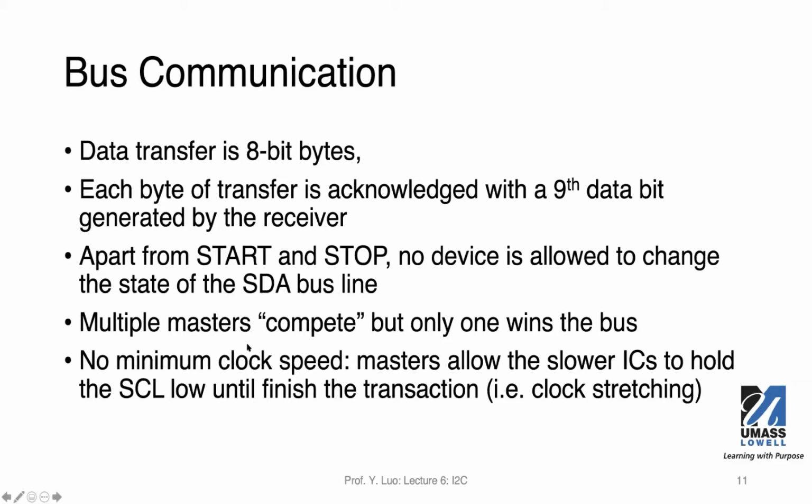Multiple masters can compete, but only one can win the bus, so it becomes the final master. And there's no minimal clock speed. It really depends on how quickly or how slowly the master generates the I2C clock signal. Also, the slower I2C devices can hold the SCL low. So if you hold the SCL low, that means you have to wait until the SCL, the clock line, becomes high to be able to read data. So this is a way to slow down the bus. That's called clock stretching.